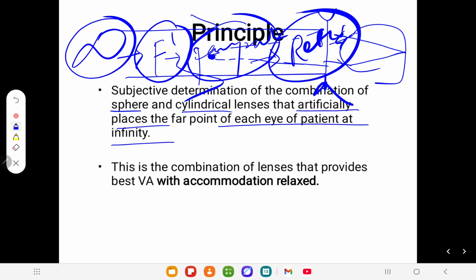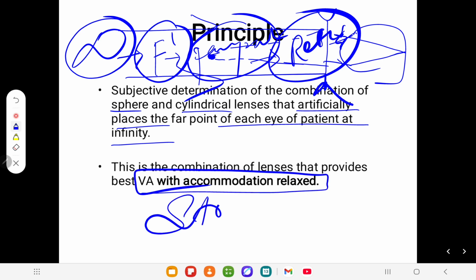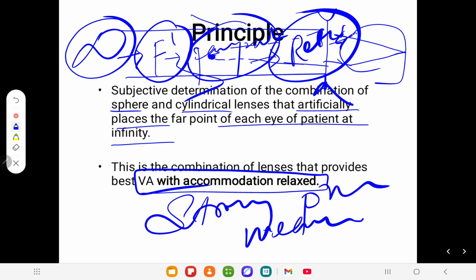This is the combination of lenses that provides the visual acuity with accommodation relaxed. That's why accommodation is relaxed, and that's why the strongest plus and weakest minus. Just remember this point. It will haunt you throughout your life as an optometrist.